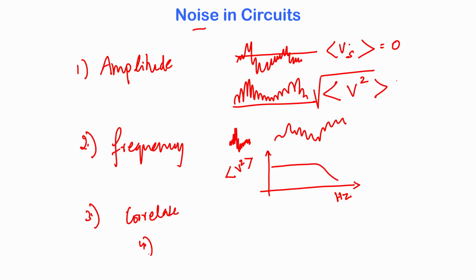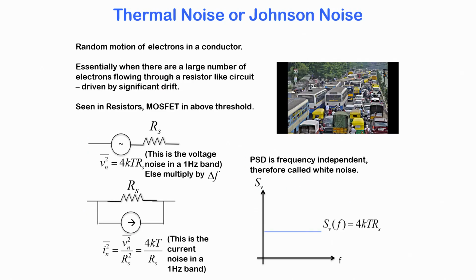You could say whether the distribution from which these random points are picked, whether that probability distribution is varying in time or whether it is not. So whether the noise is stationary or not stationary, etc. But we will just very quickly look at some typical noise in circuits.